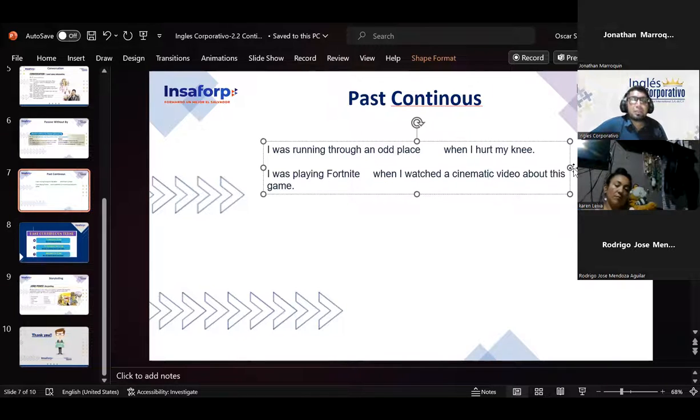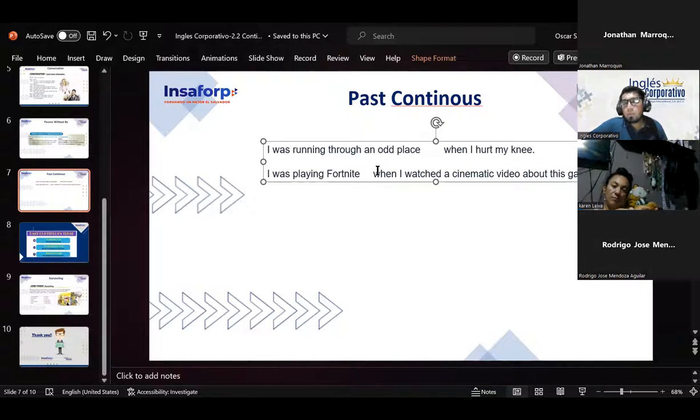What do we mean with this sentence? ¿Qué fue lo que pasó en sí? Estaba jugando el videojuego cuando vi un video sobre la historia, que da el contexto en medio del juego. Oh, okay. So in this case, tendría que ser un poco diferente.